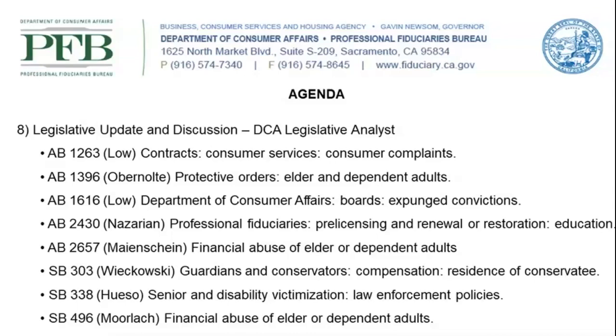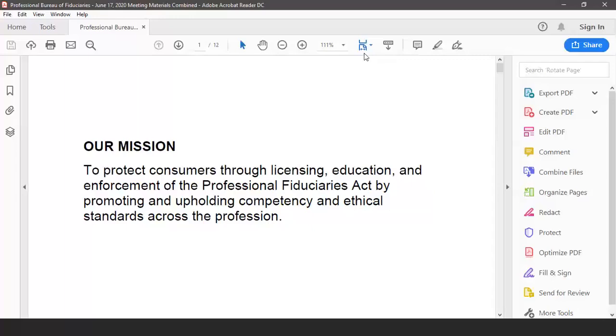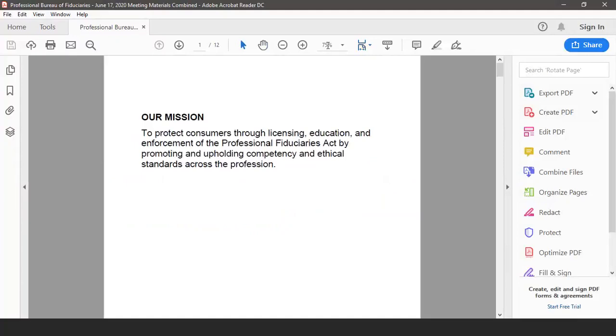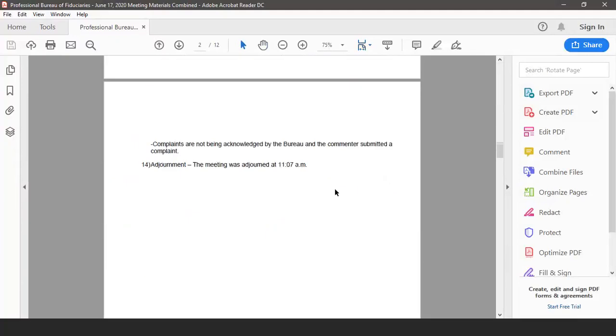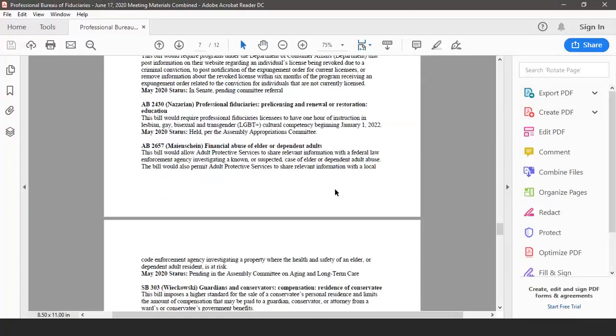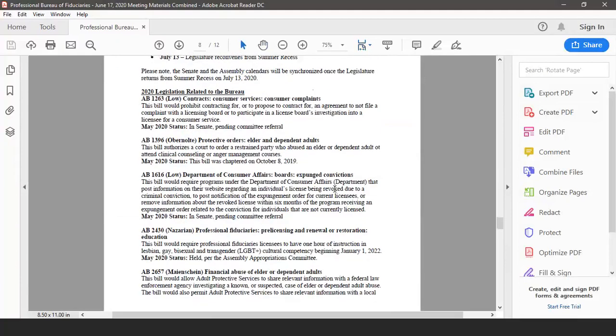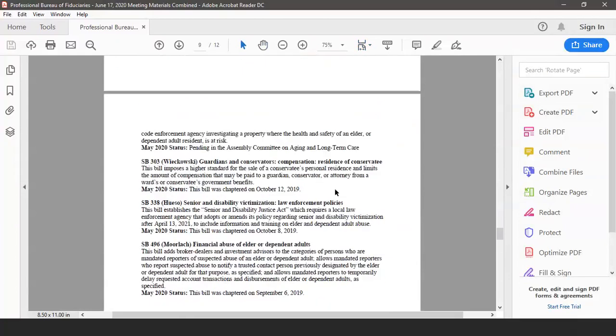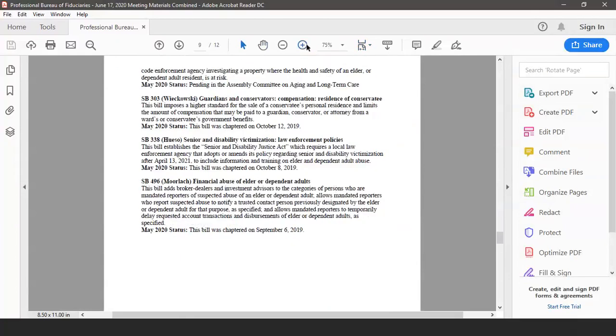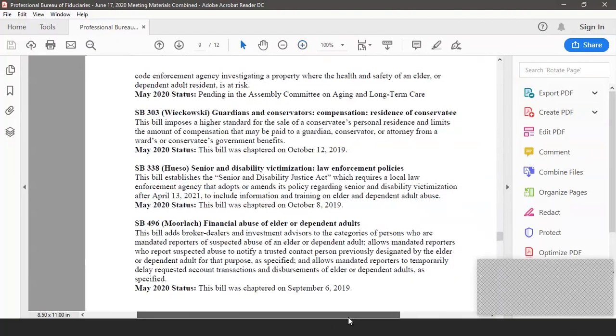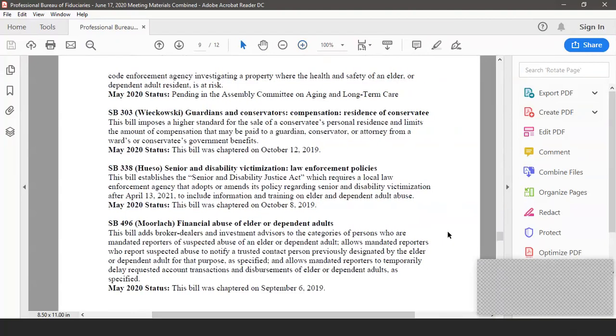SB 496 by Senator Moorlach. This bill adds broker-dealers and investment advisors to the categories of persons who are mandated reporters of suspected abuse of an elder or dependent adult, allows mandated reporters who report suspected abuse to notify a trusted contact person previously designated by the elder or dependent adult for that purpose as specified, and allows mandated reporters to temporarily delay requested account transactions and disbursements of elder or dependent adults. This bill was chaptered September 2019.